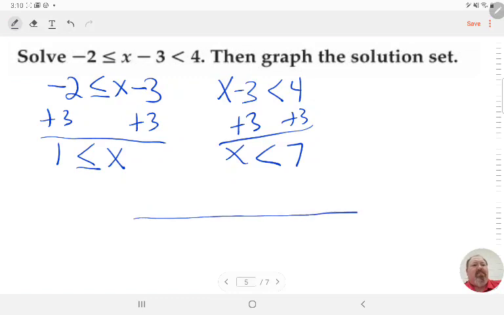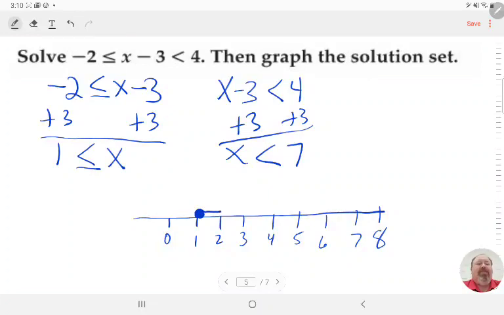So I take a look at a number line, and I have, let's say, 0, 1, 2, 3, 4, 5, 6, 7, 8. Well, x is greater than or equal to 1. So we would put a solid dot on 1, and we know we're going to the right, okay? And then we have x is less than 7. So that would be an open circle at 7, and that goes to the left, okay?